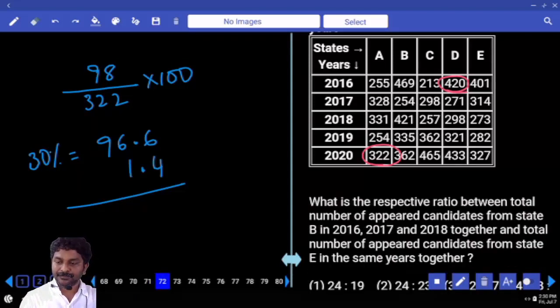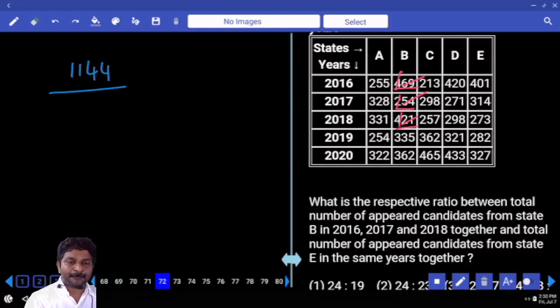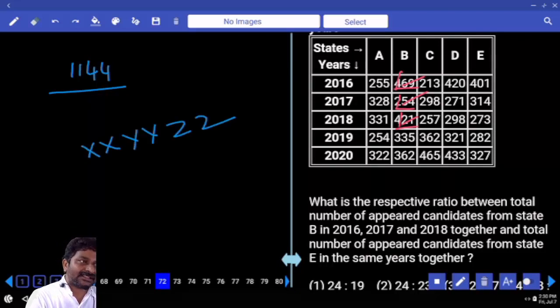Next, what is the respective ratio between total number of appeared candidates from state B in 2016, 17, 18 together? 400, 400, 200, 1000, round figure, remember. 69 plus 21, 90, 90 plus 54, that means 1144 comes in numerator. When you write it, is that an 11 multiple? Yes, numbers in the form of x, x, y, y, z, z, like this, they are 11 multiples, do remember.